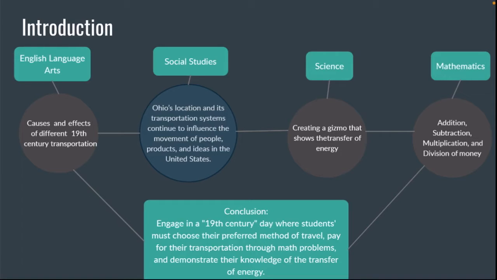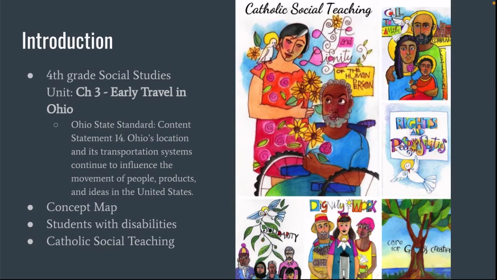As an extension activity, the students could engage in a 19th century day where they choose their method of transportation, pay for their ticket using math concepts, and demonstrate the transfer of energy used by this method by decorating their gizmo accordingly. Over all of the lessons, the supports for students with disabilities remains the same. Students with disabilities will have directions read to them, as well as receive extra time to complete the assignments. These students will also be provided with visual cues during the lessons.